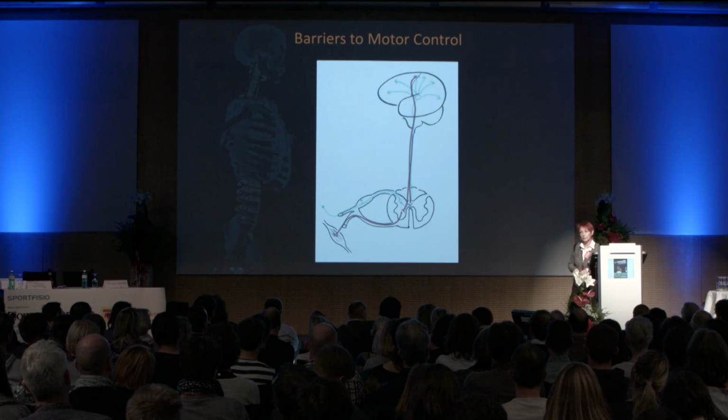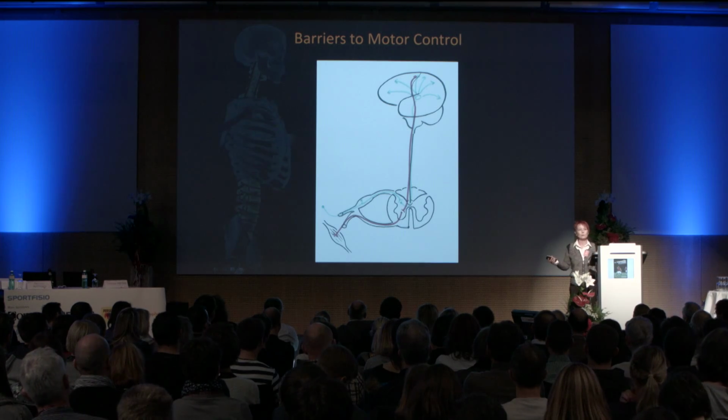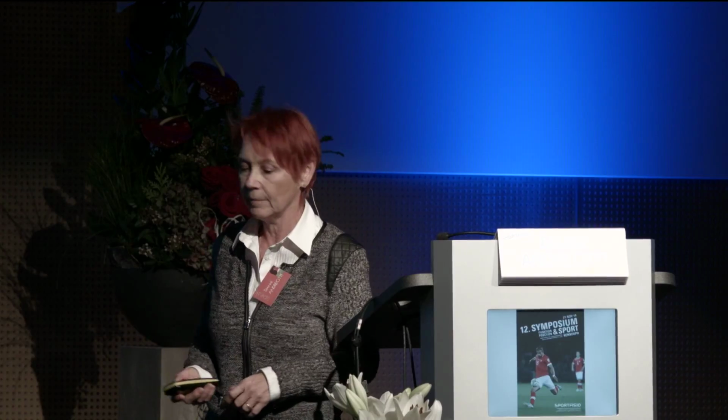We can have barriers to motor control. And I think it's very important as physios now that we begin to look at the body not just as a muscle or a joint, but we start to think of the body as a whole body. And so there's lots of things that can change muscle tone and be a barrier to motor control.